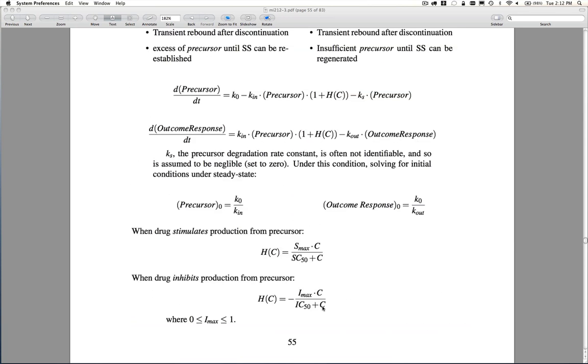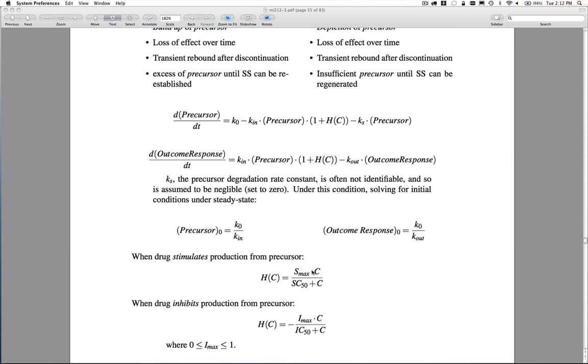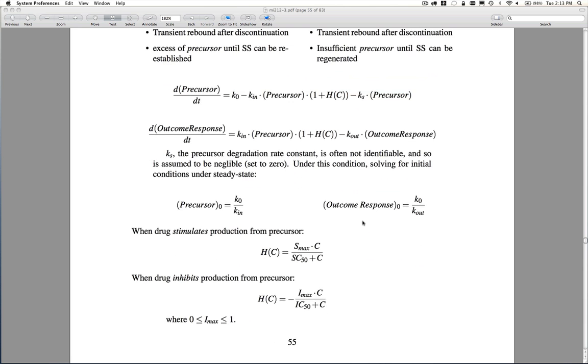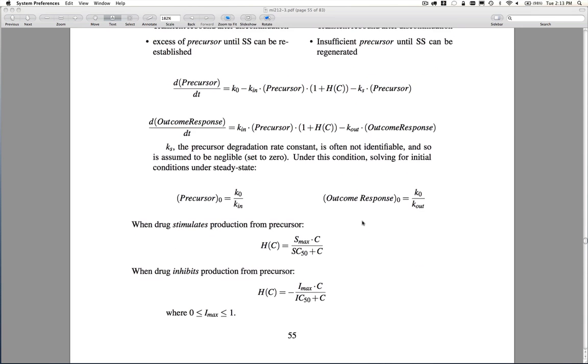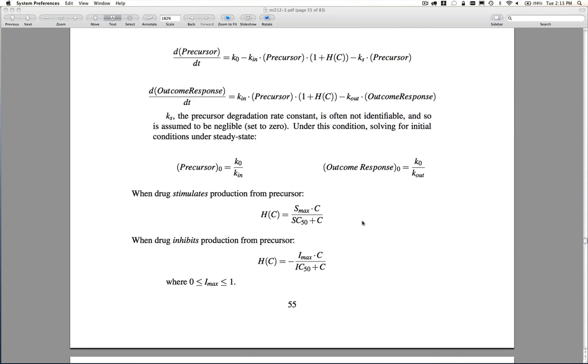Okay, I don't have it written here, but one other piece that you'll want to consider. If under those conditions where you are estimating KS, it should be noted that the precursor steady state initial condition needs to be solved with that KS included. And actually, you know what, I do have this later in the note. I give the reference for that. I believe the original paper by Sharma et al. provides that derivation.